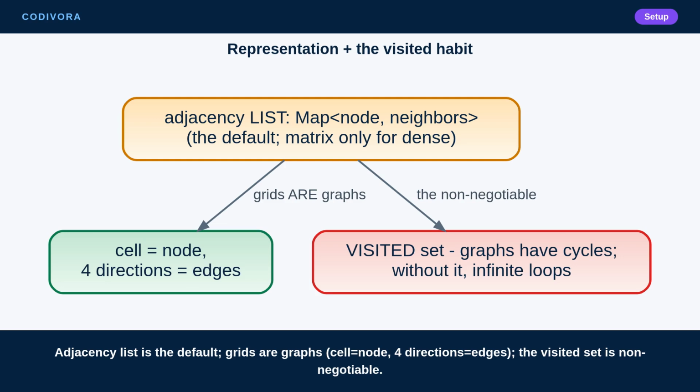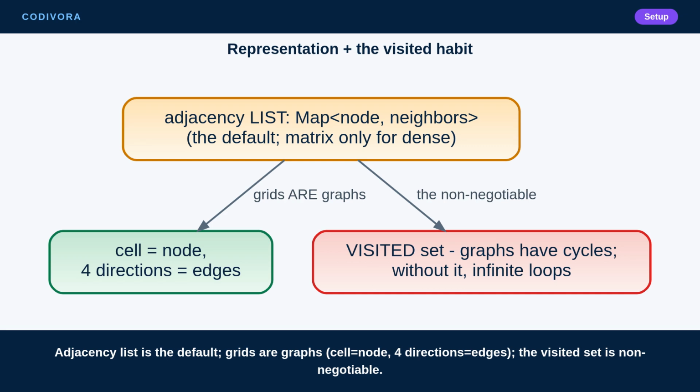Set up first. Represent with an adjacency list, a map from node to neighbors. The matrix only pays off for dense graphs. And the reframe that unlocks half of interview graphs. Grids are graphs. Each cell is a node. Its 4 directions are edges. Islands, rotting oranges, word search, all graphs in disguise.